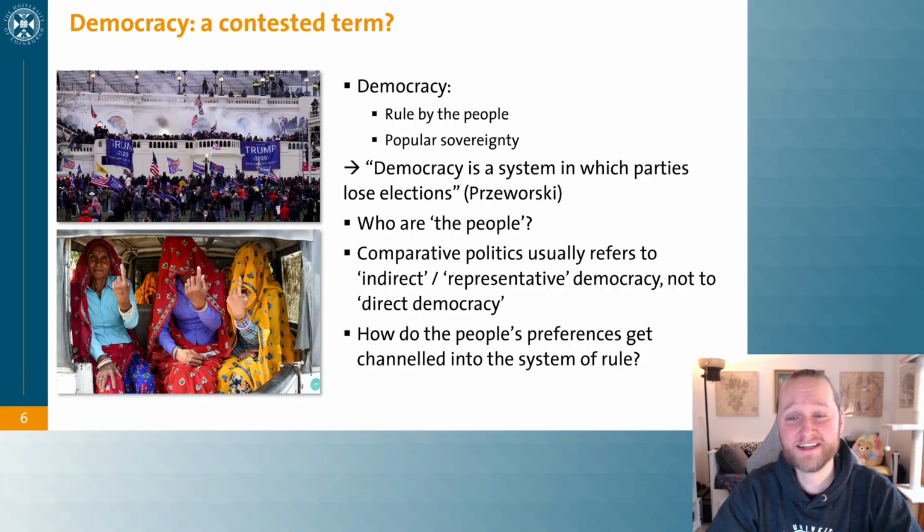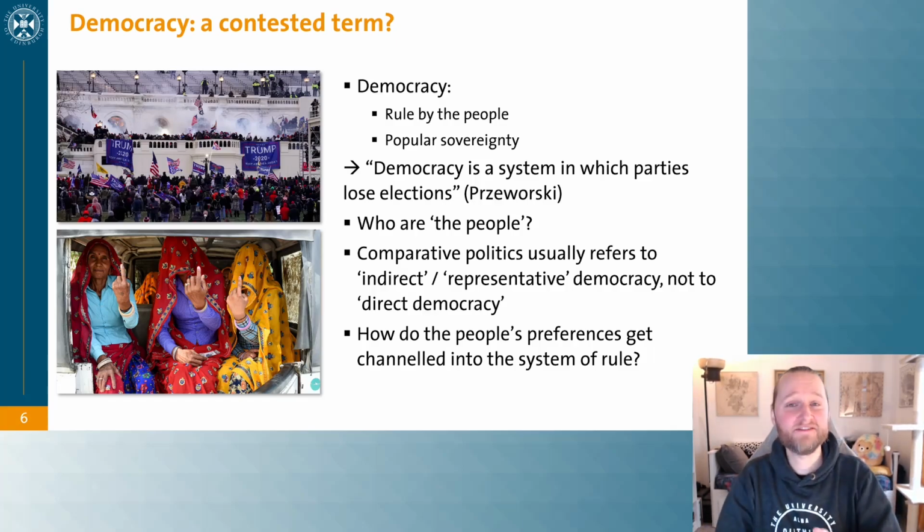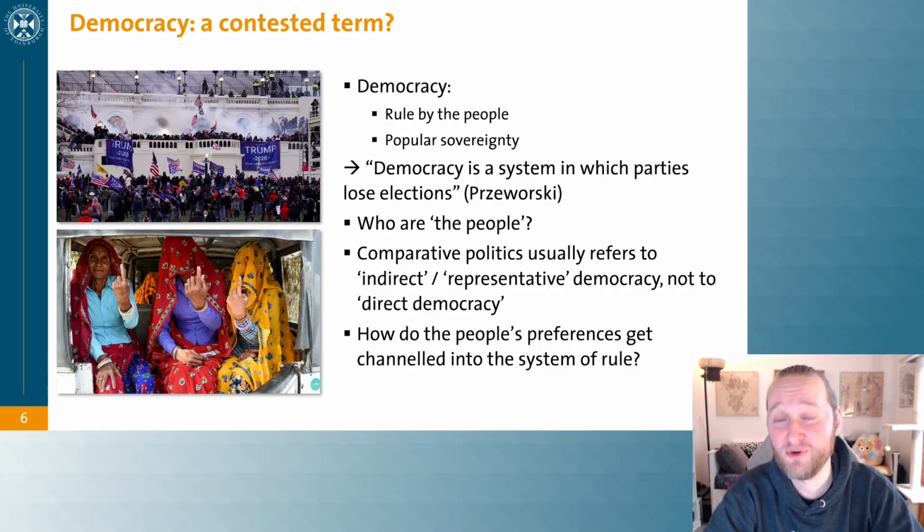You can even try to win elections, like you see in the picture here, by trying to assert that the whole election was stolen from you. Whether that works or not is a different question. So the ability for someone to actually lose an election if they've previously held power is quite a fundamental aspect of democracy. Now you might ask, though, of course, and here the contestation comes in, who are the people?